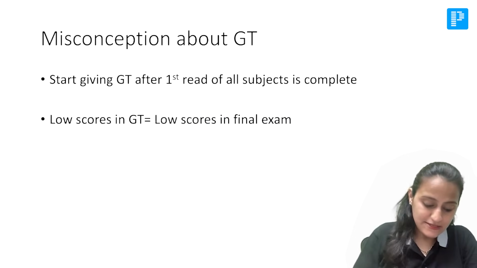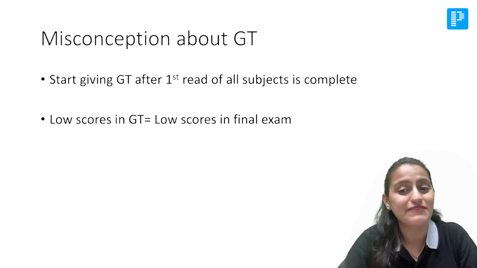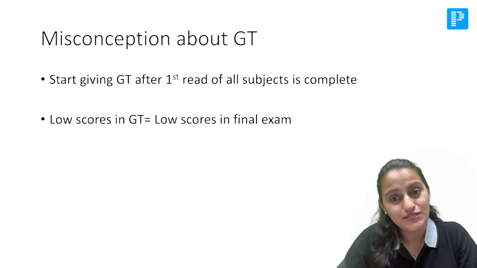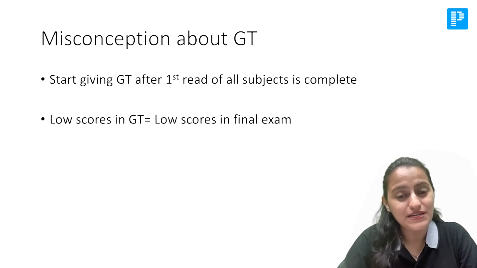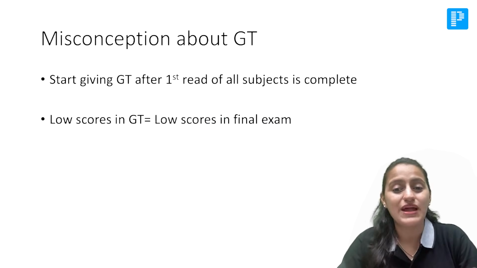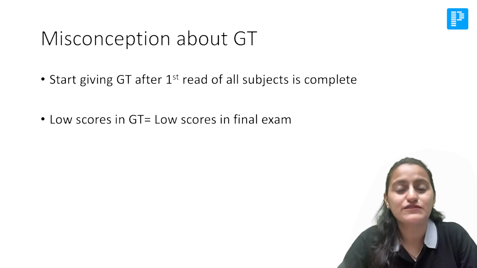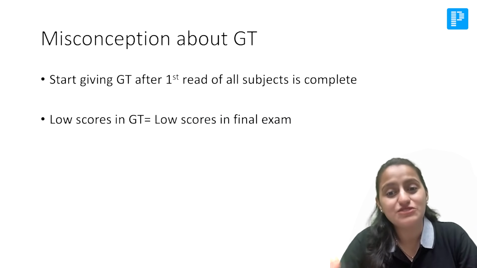Next common misconception is that low scores in GT imply that I would be scoring low in the final exam. Absolutely not. Ask any topper and you would realize that every topper started with low scores in GT, as low as 85 correct, and then they've scored rank in the 200s in NEET PG. So do not let the low scores of the GT prevent you from giving the GTs.